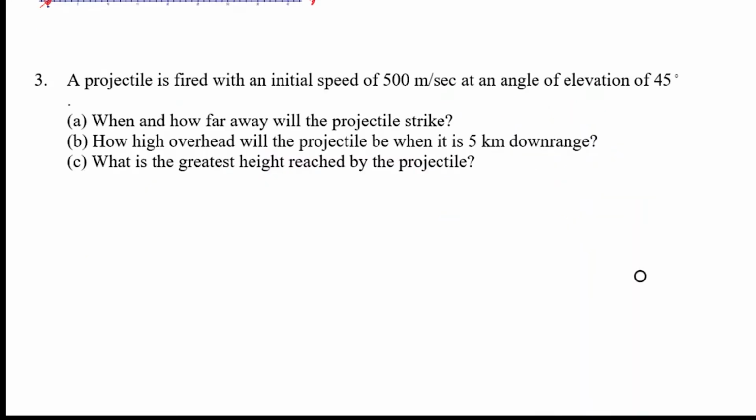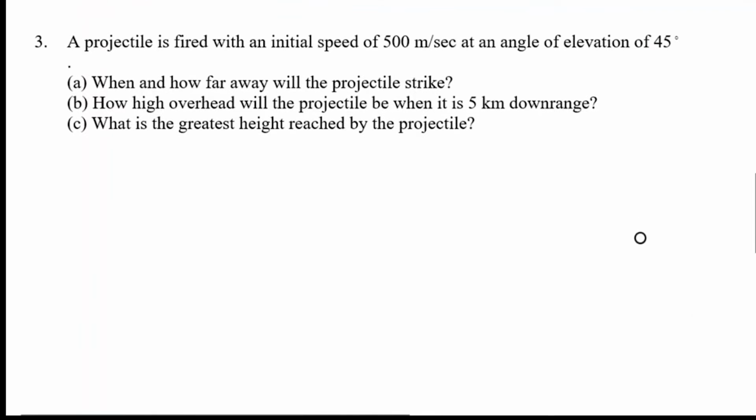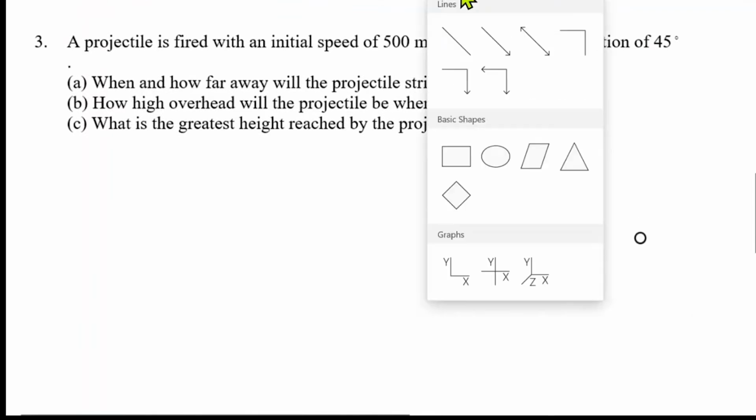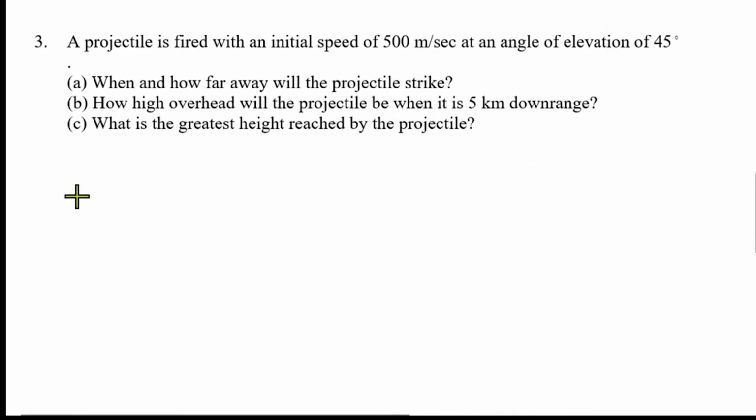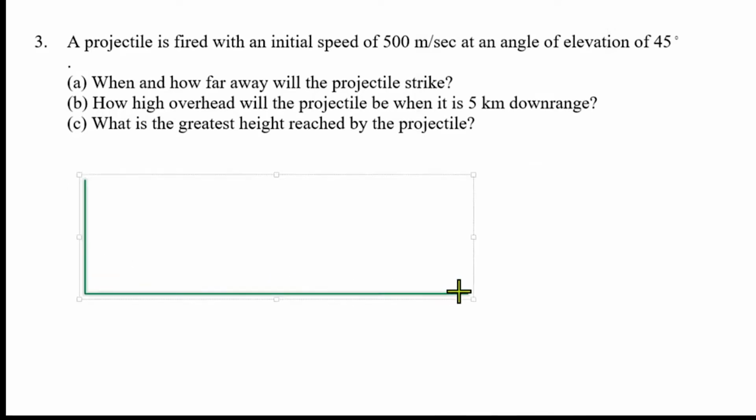So number 3, let's see what number 3 is. A projectile is fired with an initial speed of 500 meters per second at an angle of 45. Let's stop right there and start drawing. Because whenever you see this, you have to draw these things, right? I mean, if I cannot do it without drawing it, what chance do you have, right? So here's the situation, and then we'll put the initial velocity right here at a 45-degree looking angle like that.